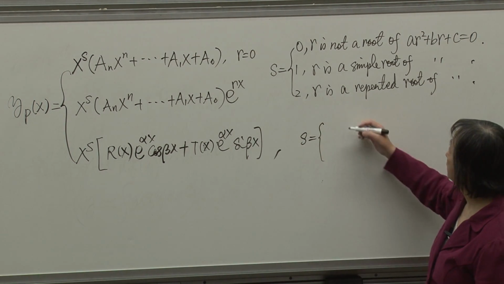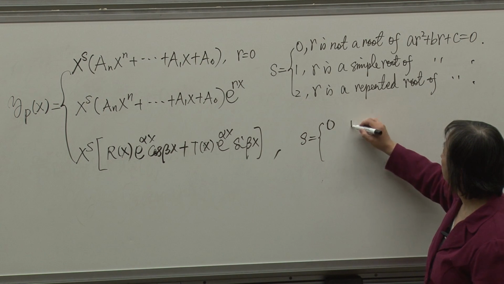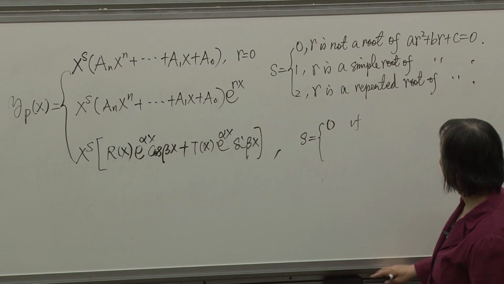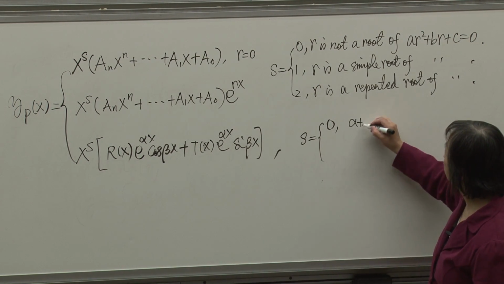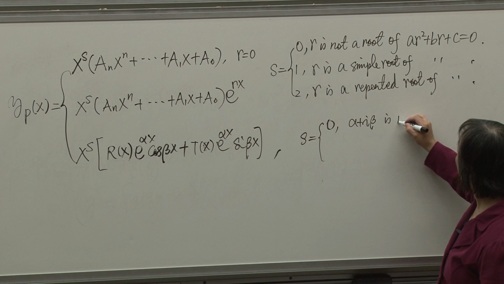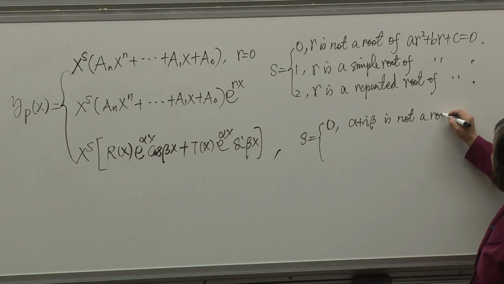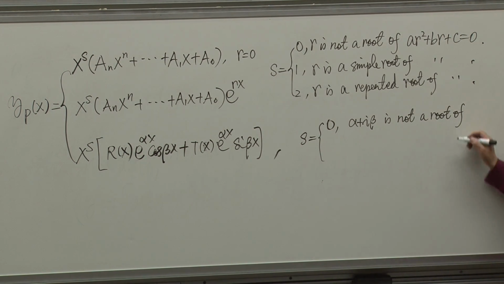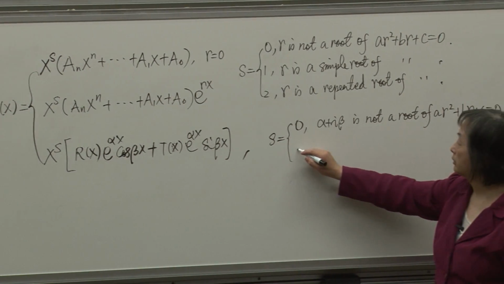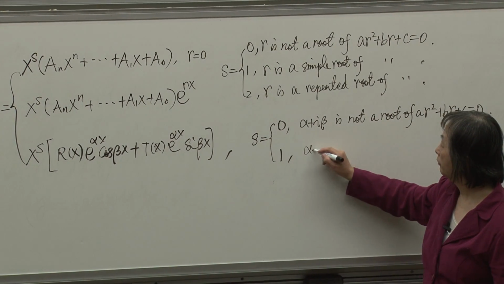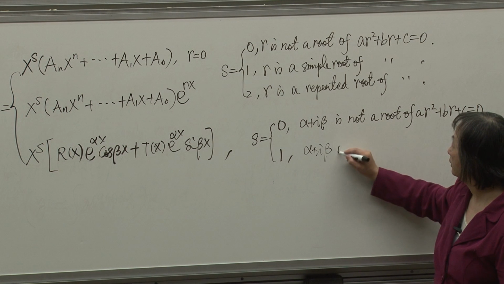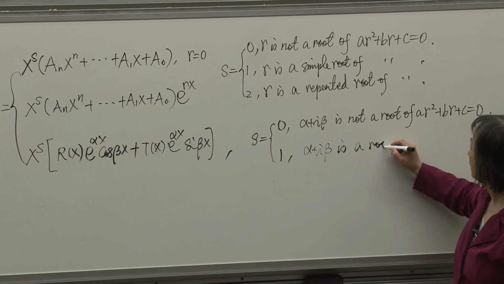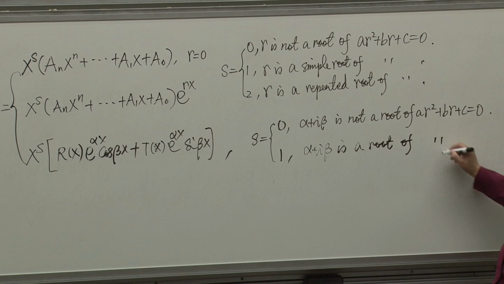One is 0, in case alpha plus i beta is not a root of the auxiliary equation a r squared plus b r plus c equal to 0. It should be 1 if alpha plus i beta is a root of the given auxiliary equation.